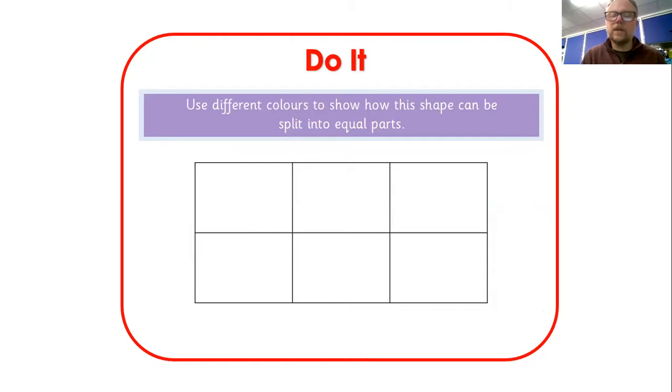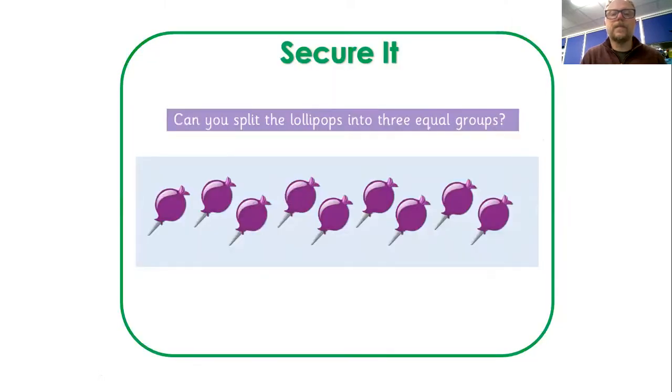Here you have another do it. There's only 6 squares. So I wonder how you may shade this into equal parts. It doesn't say how many equal parts, so that is up to you. The Secure It slide says, can you split the lollipops into 3 equal groups? That's starting to think about fractions as being parts of a number, not just parts of a shape. It may be that you could get the same number of items such as coins, buttons, toys that are all the same sort of size as in the picture, and use that as equipment to help you.